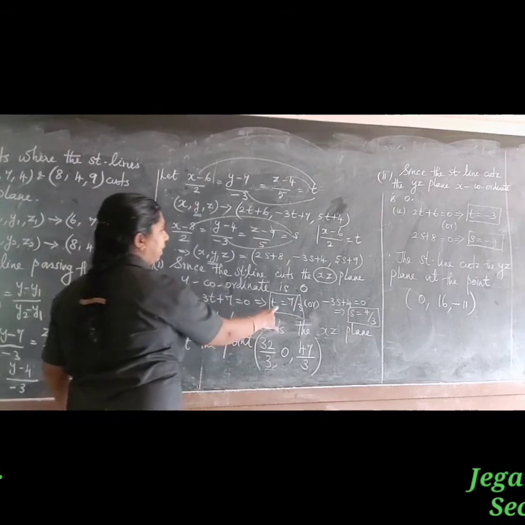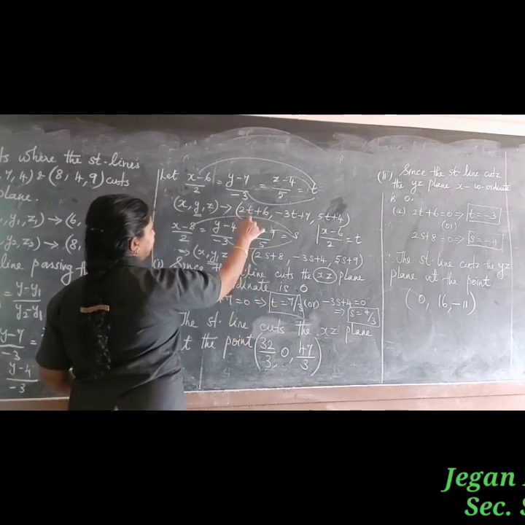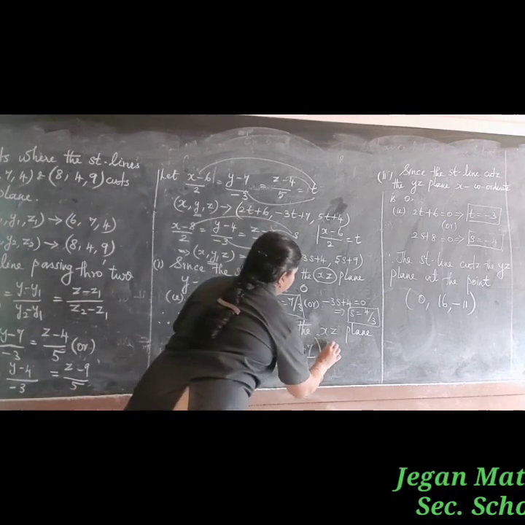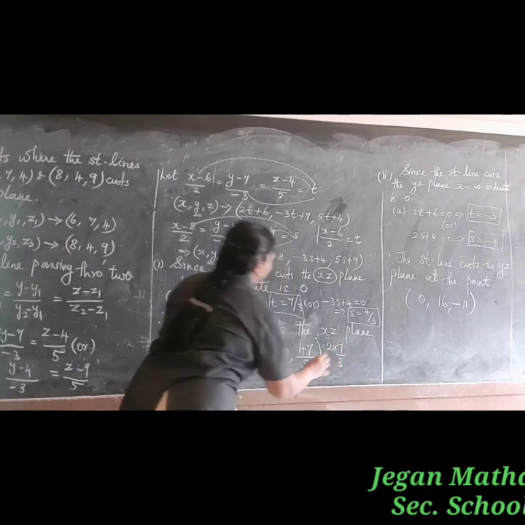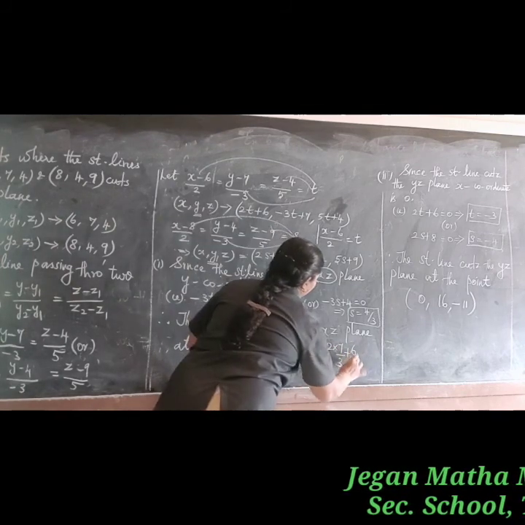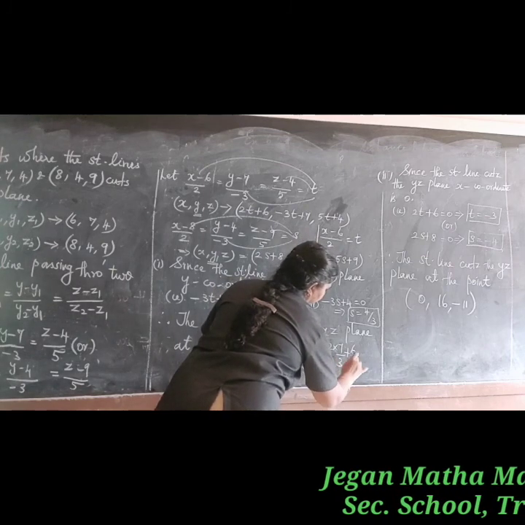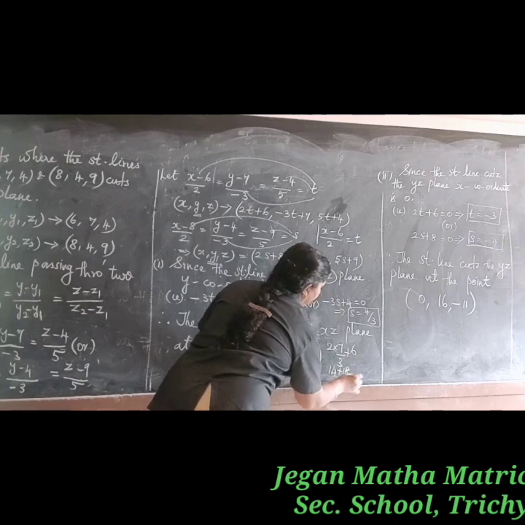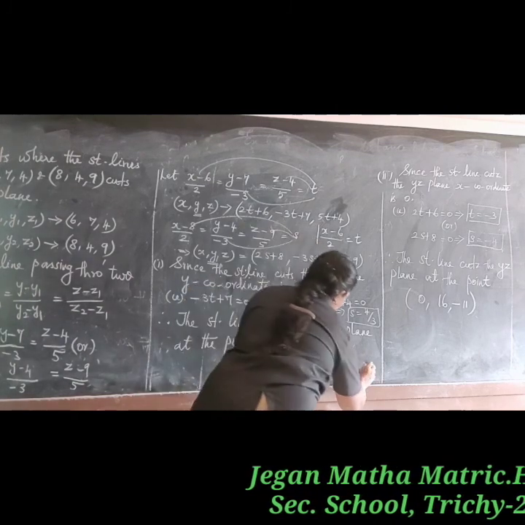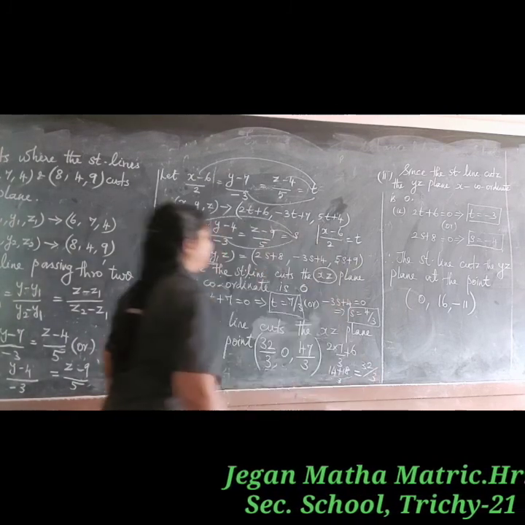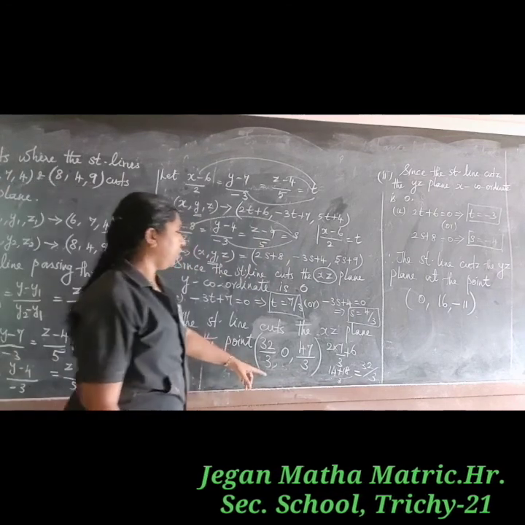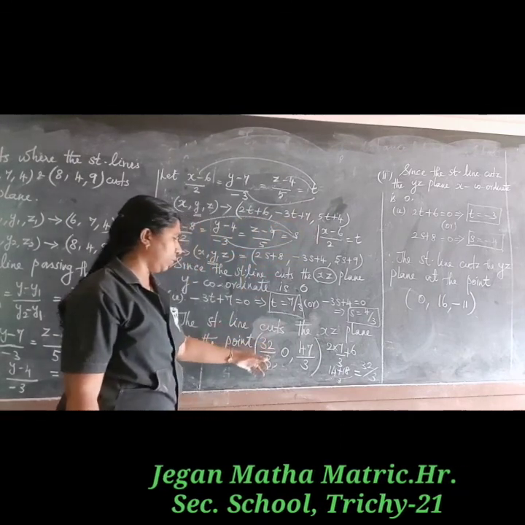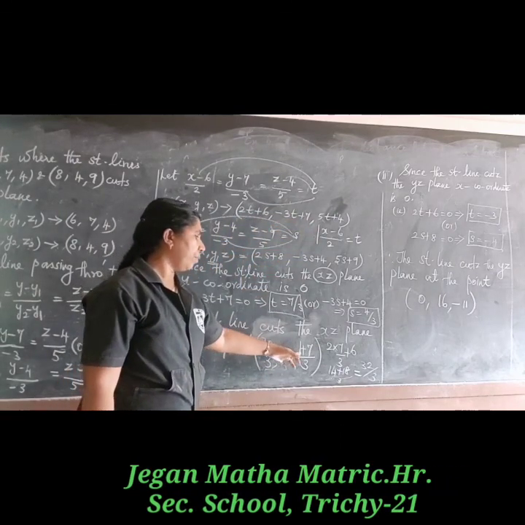Suppose you take t is equal to 7 by 3 in the first set of points: 2t plus 6, 2 into 7 by 3 plus 6, which is 14 plus 18 divided by 3, equal to 32 by 3. Likewise, when you substitute the value of t in all three, we will get 32 by 3, 0 and 47 by 3.